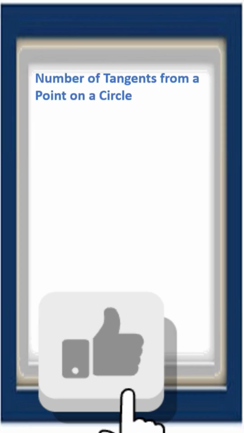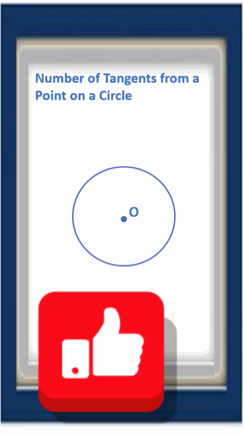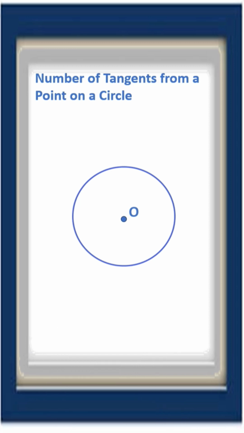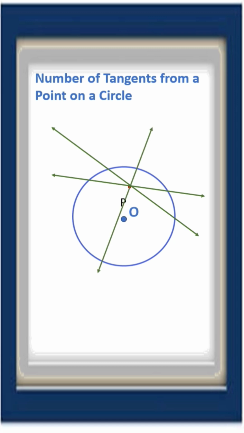In this video, let us discuss circles and tangents. How many tangents can be drawn to a circle from a point? Now, let the point P be inside the circle. Draw a line through it, another line, another line. All of these are not tangents, they are only secants. So, no tangents can be drawn to a circle from a point inside the circle.